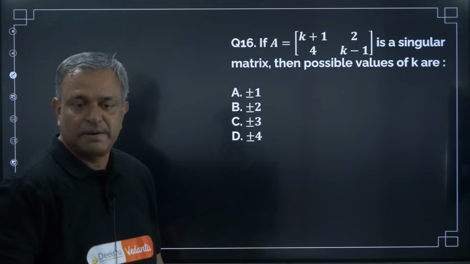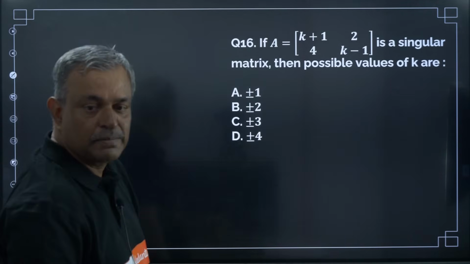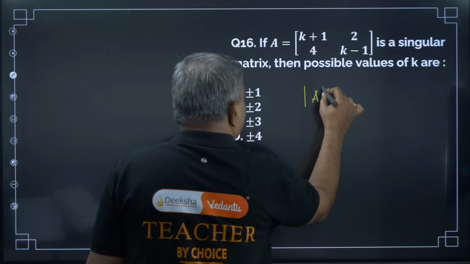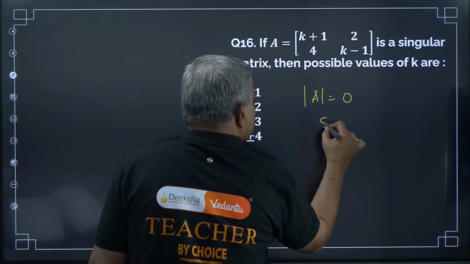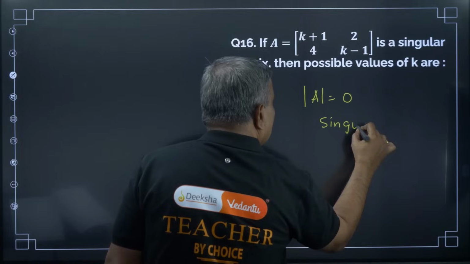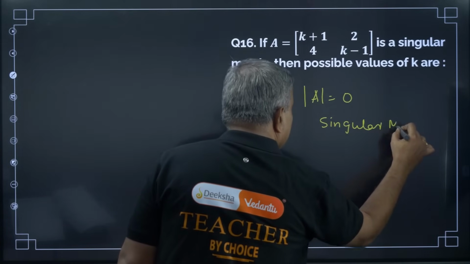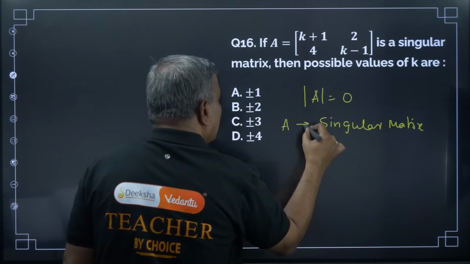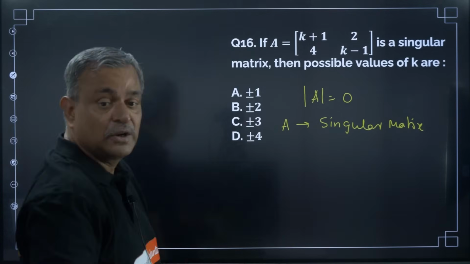Singular matrix means the determinant must be 0. So you may remember, if det of A is equal to 0, then we say it is a singular matrix. Matrix A is singular.